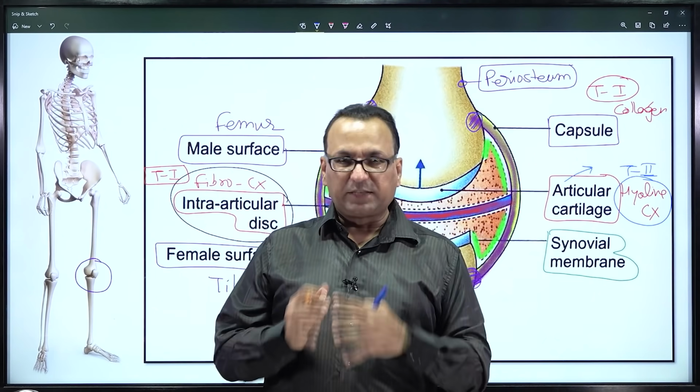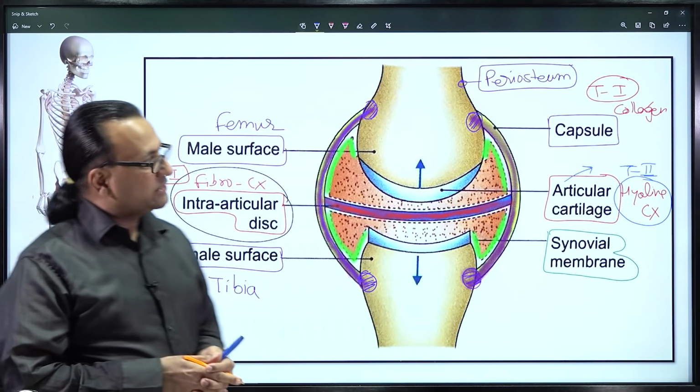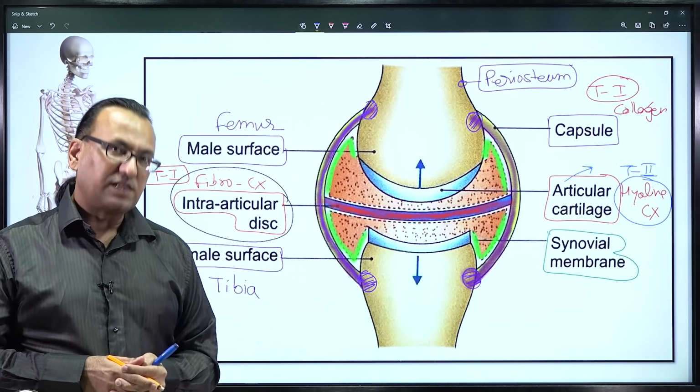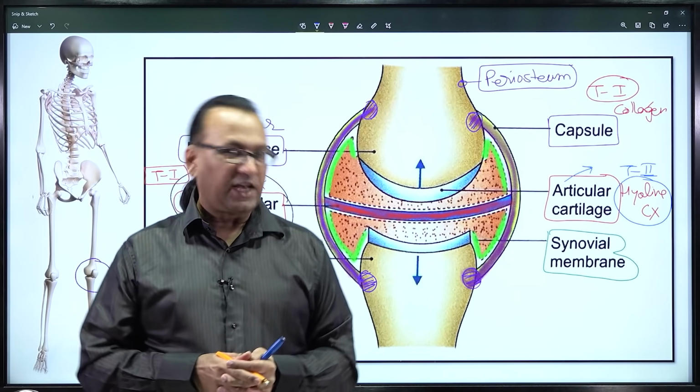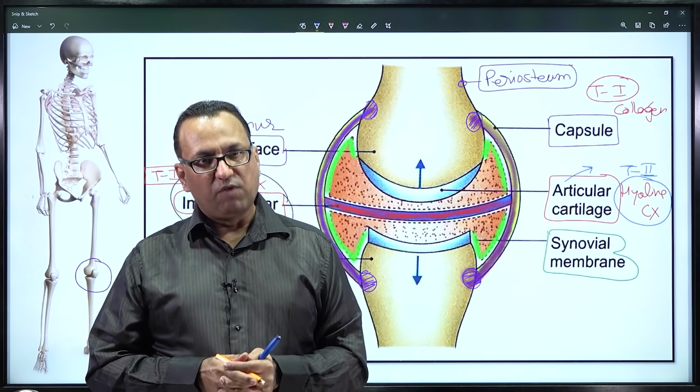Why are we specifically talking about various components and collagen? Because next time the same question will not come. They'll change the choices and you should be ready with the answer.